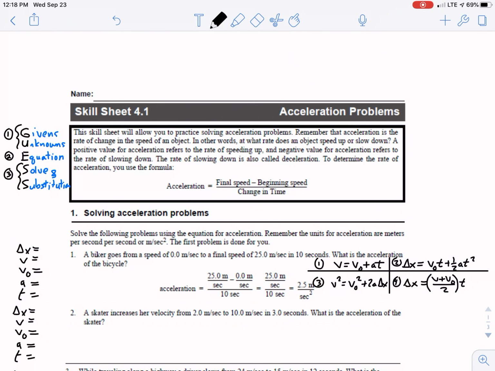In this video, we're going to go over Skill Sheet 4.1 acceleration problems. This was our homework that was assigned on Sunday, so let's go ahead and take a look at how to solve these problems.